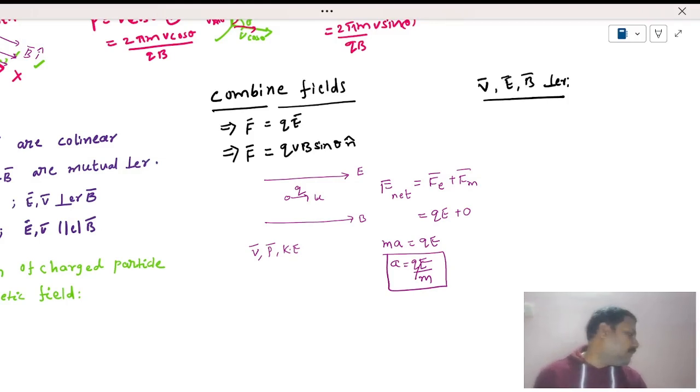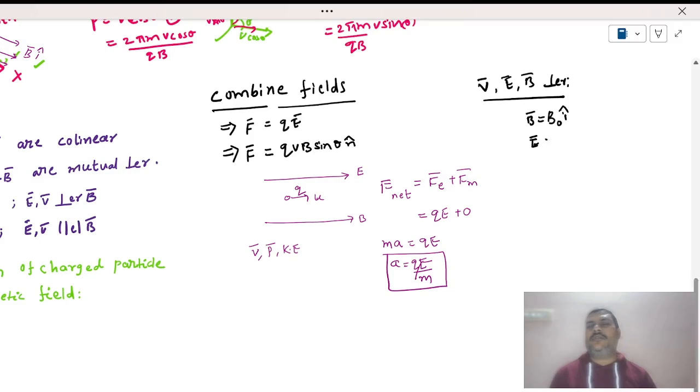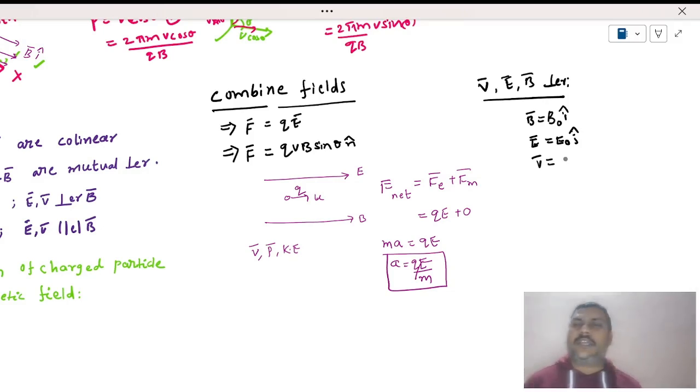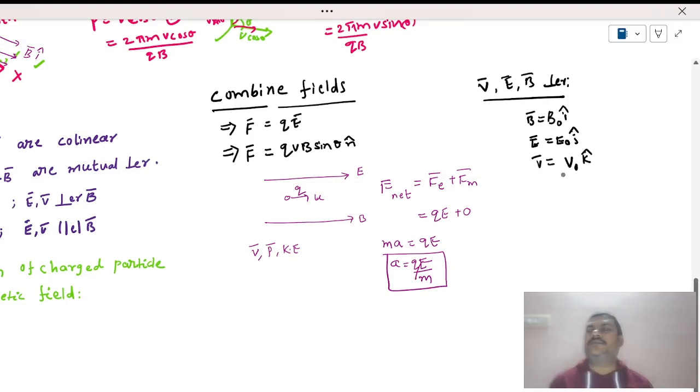Mutually perpendicular means, now we'll take B along i cap: B is equal to B naught i cap, and E is equal to E naught j cap. So it is perpendicular, and V bar we will consider along k cap, that is V naught in k cap. So all are mutually perpendicular: i, j, k. So now the net force F net is equal to, let us consider like this.